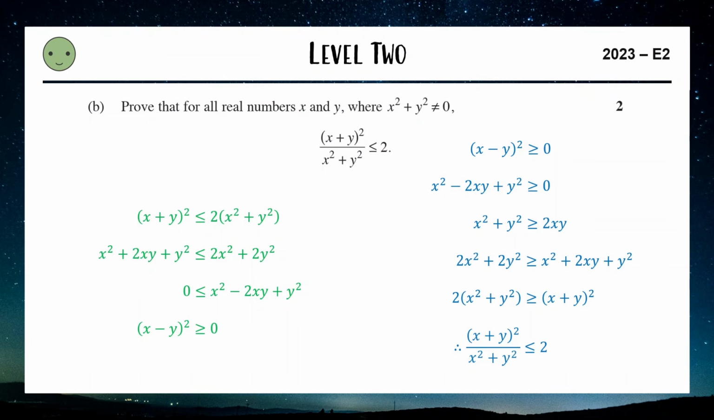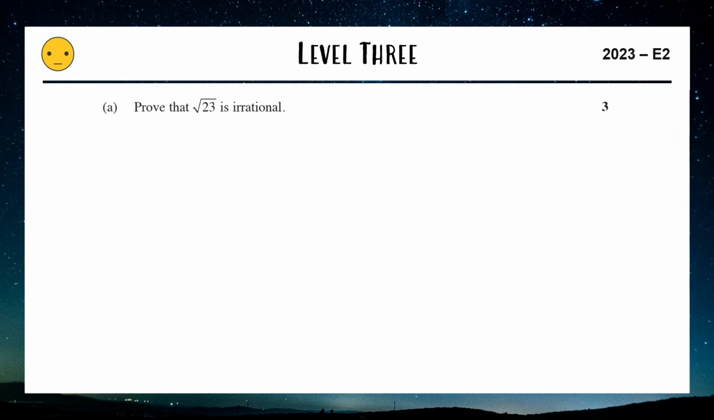All right, cool. So there we go. That's a pretty friendly inequality from the 2023 exam. There's going to be some much less friendly inequalities coming up later in this video. But on to the next one, our level 3 question from the 2023 exam as well, is to prove that the square root of 23 is irrational for 3 marks.